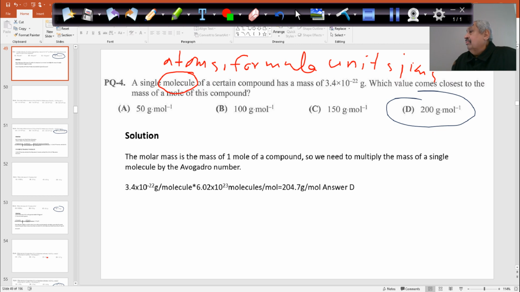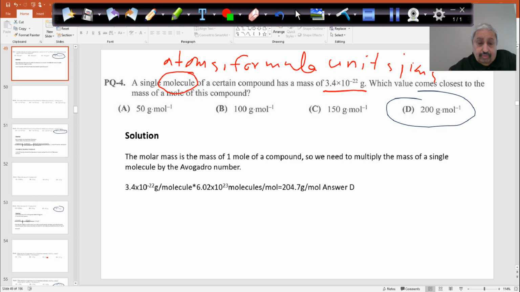And this is a keyword. That's an indirect answer to this question. Anytime I have a molecule there as a word, or atoms, or formula units, or sometimes I use ions, then I'm dealing with Avogadro's number, regardless. So that's the keyword. So you have the masses here, correct? So it has a mass. What value comes closest to the mass of 1 mole of this compound? So you need the moles of this compound.